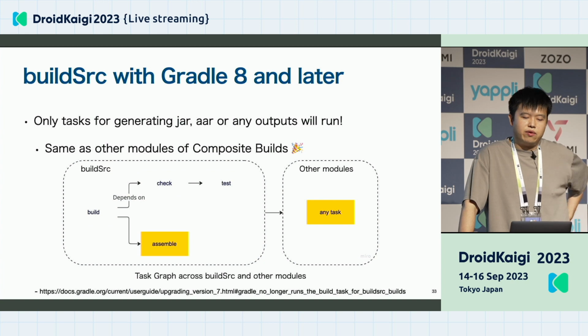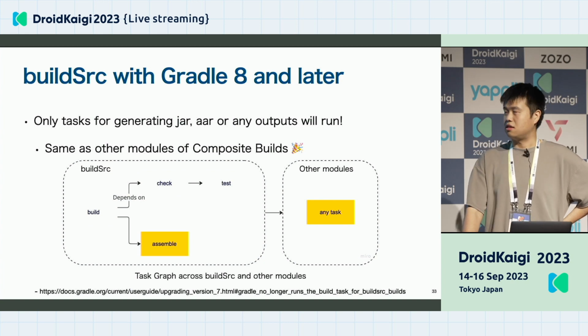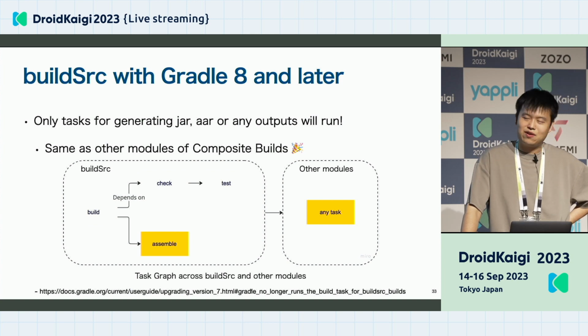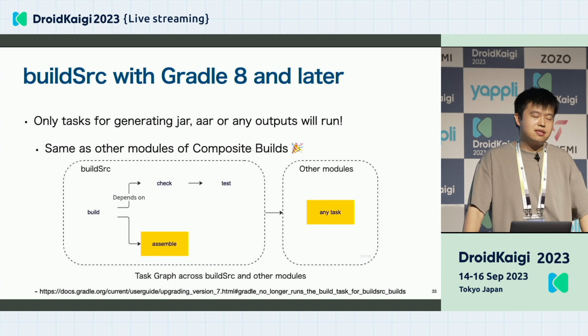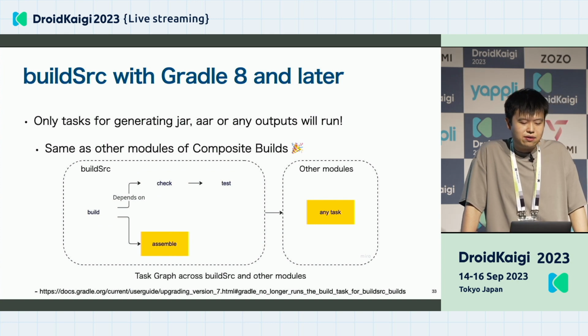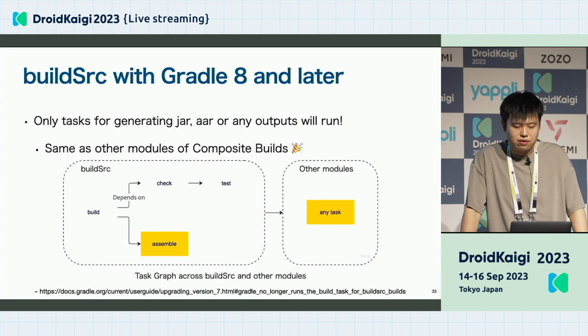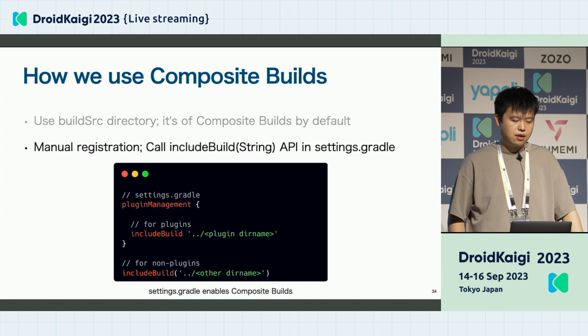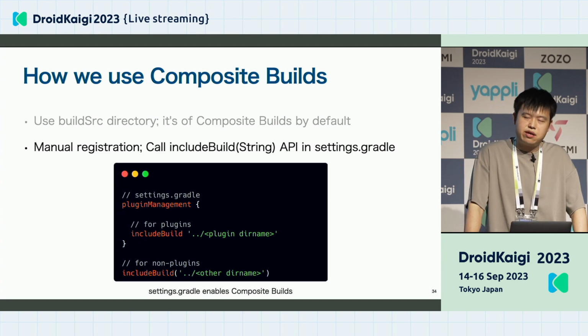For Gradle 8 or later, only tasks that generate some artifacts will run by default. It's the same as other modules of composite builds. buildSrc is great if you are using Gradle 8 or later. How about manual registration?